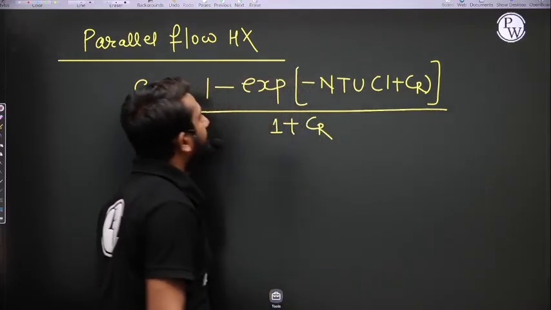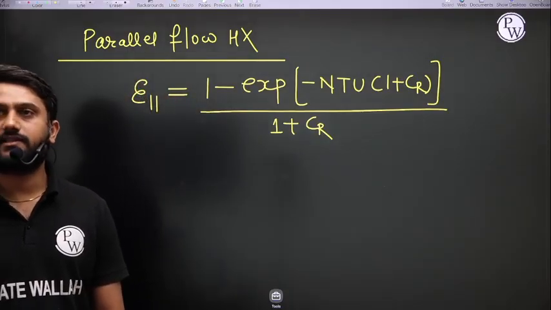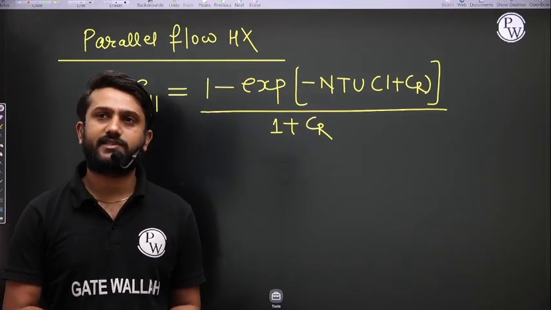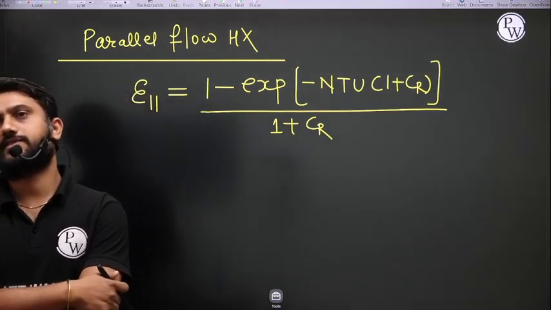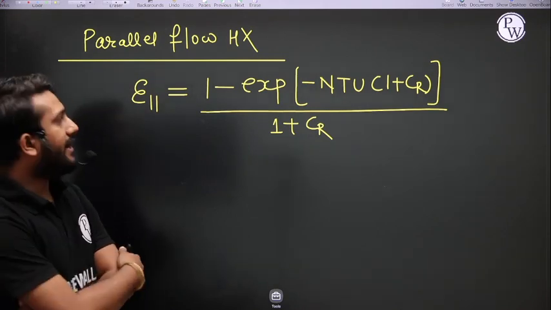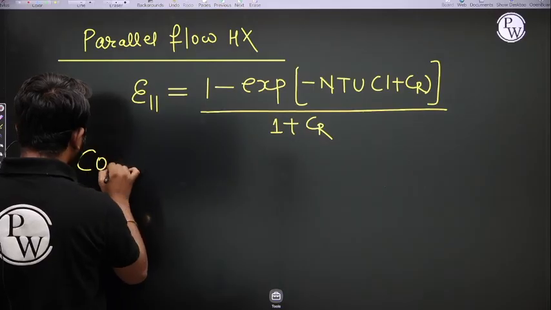1 plus CR. Right, this is the effectiveness for the parallel flow heat exchanger: 1 minus exponential of minus NTU times (1 plus CR), upon 1 plus CR. Right, and what is the effectiveness mathematical expression for the counter flow heat exchanger?